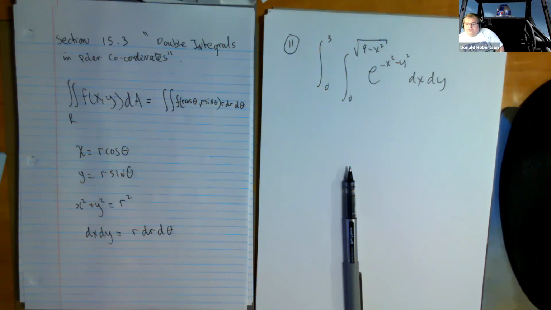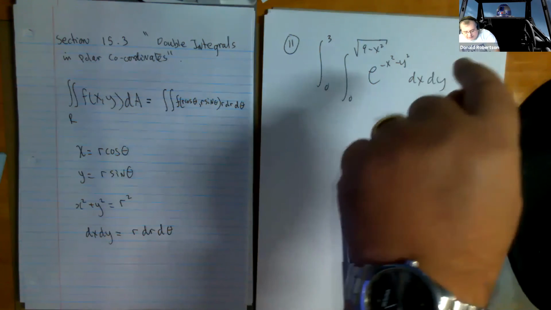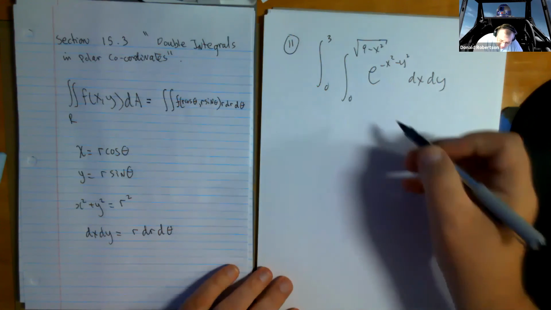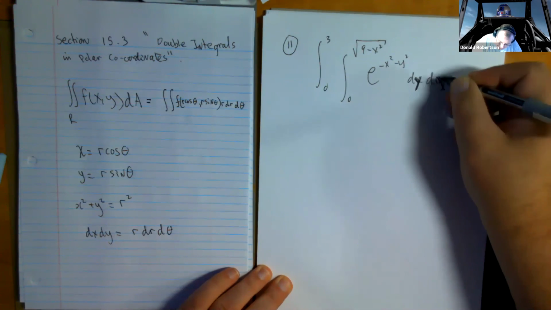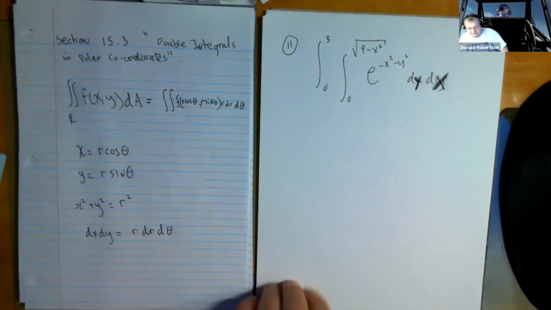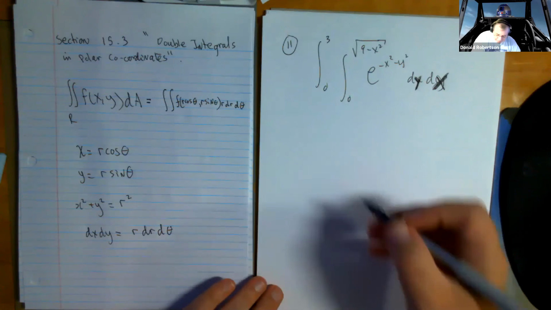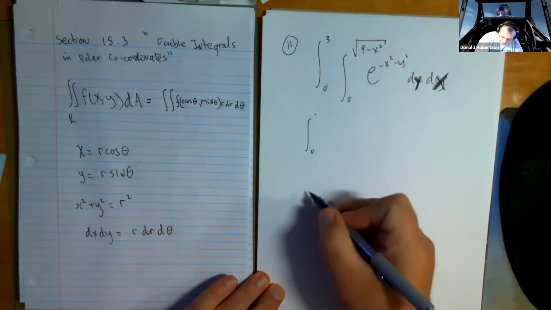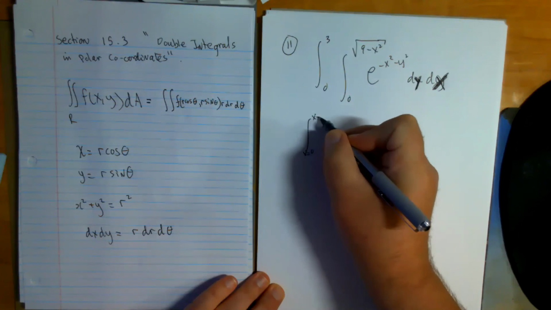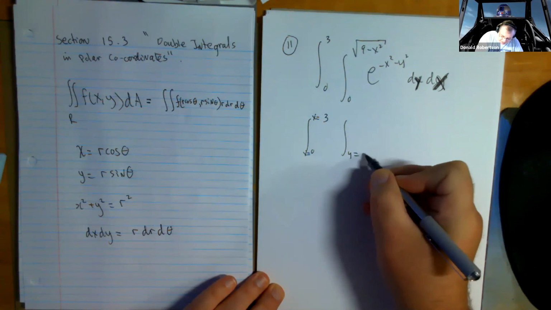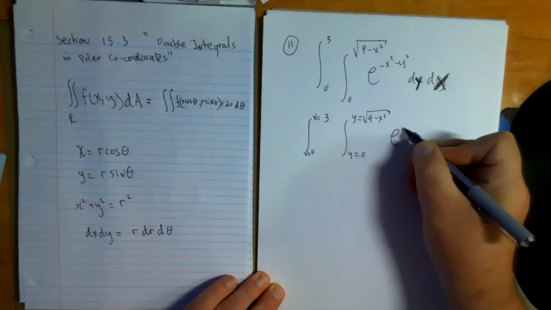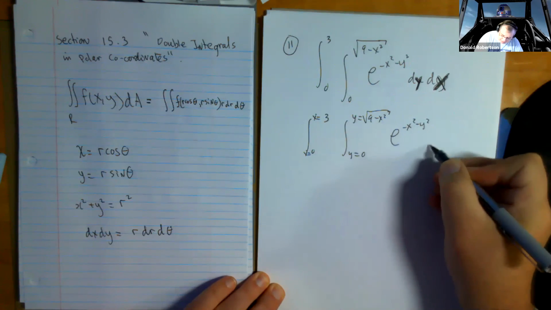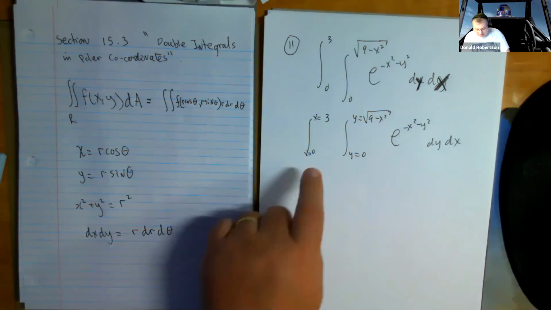And our last question for today says, evaluate this integral. Oh, and by the way, I got these the wrong way around. That's y first, x second, right? Evaluate this integral by turning it into polar form. So let me add some stuff. x equals 0 to x equals 3, y equals 0 to y equals 9 minus x squared, e to the negative x squared minus y squared dy dx. That's actually how I would have written this question.